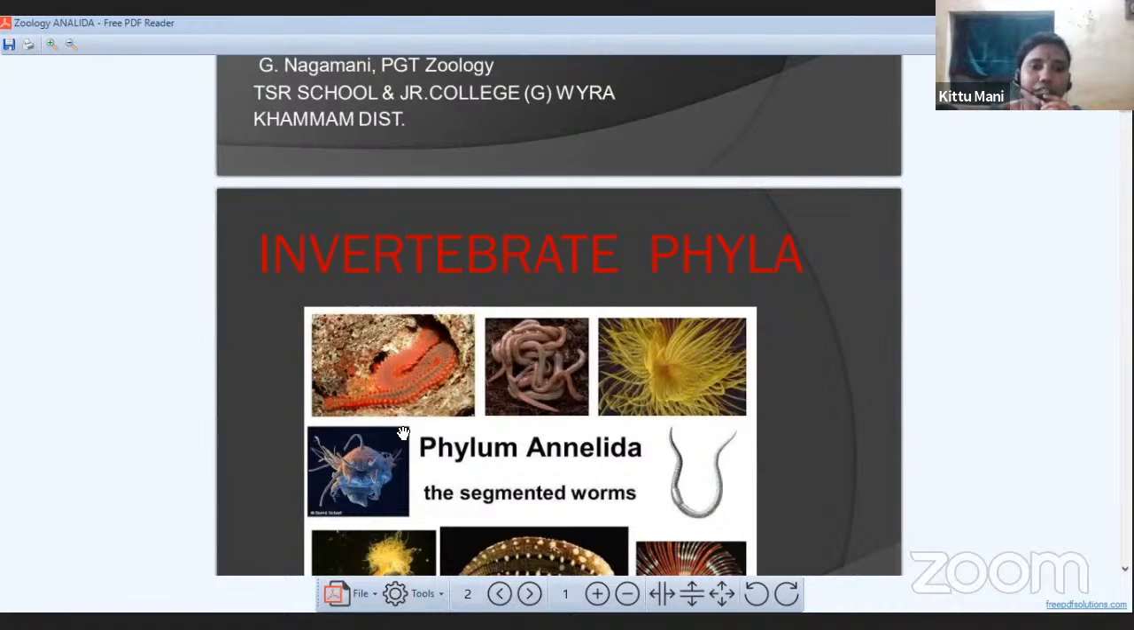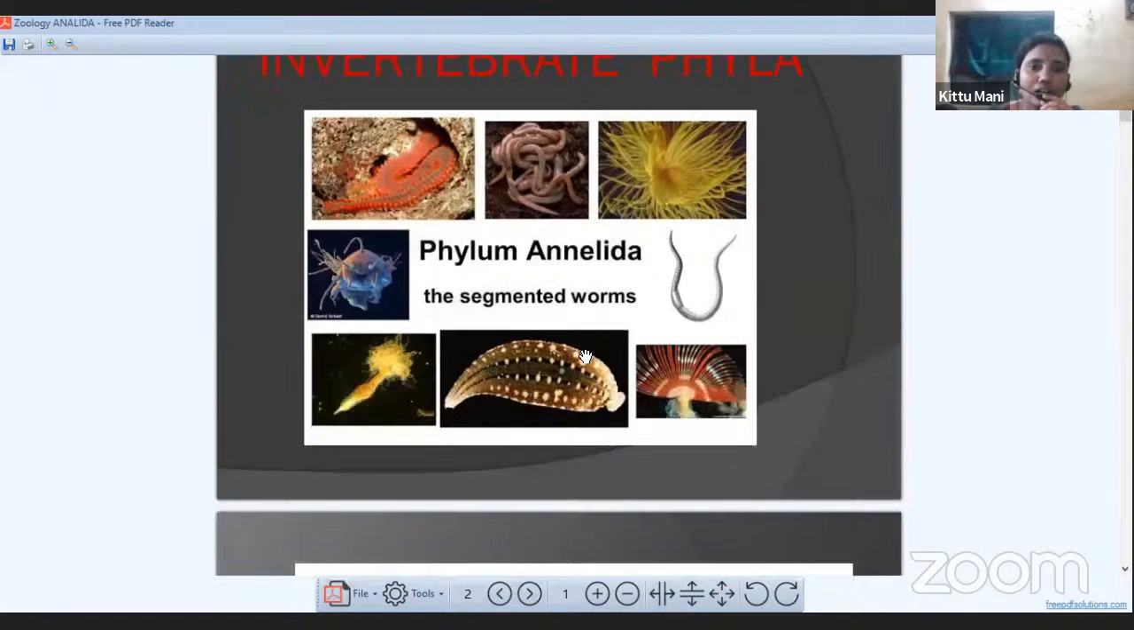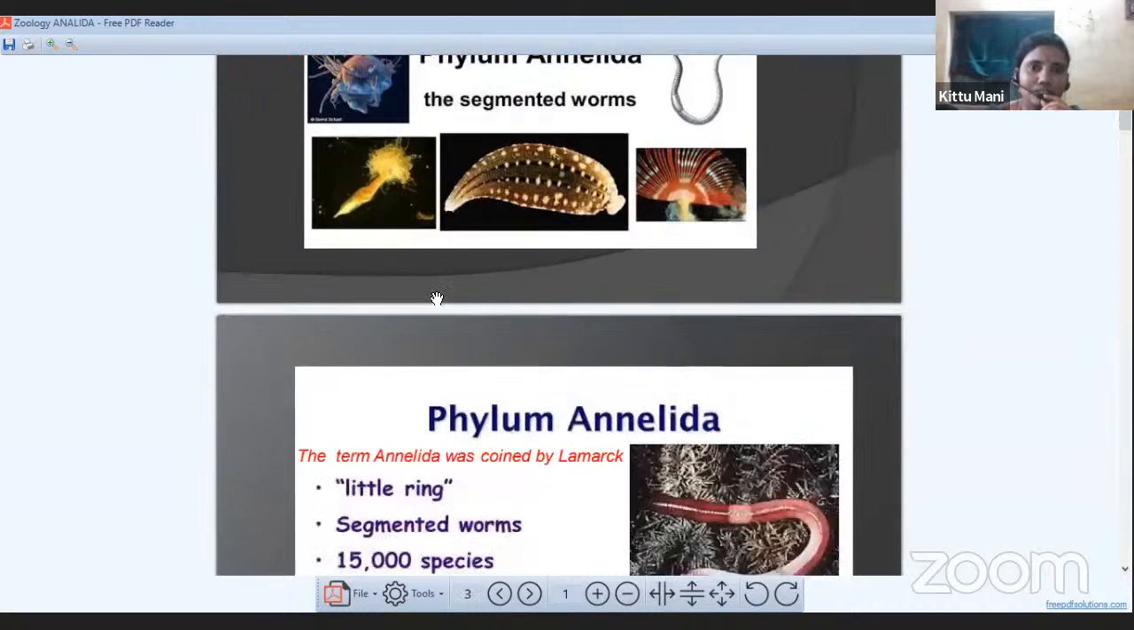All of you look into this picture. These all belong to the Annelida phylum. These are Nereis and earthworm, different organisms present in the Annelida phylum. These are the segmented worms.